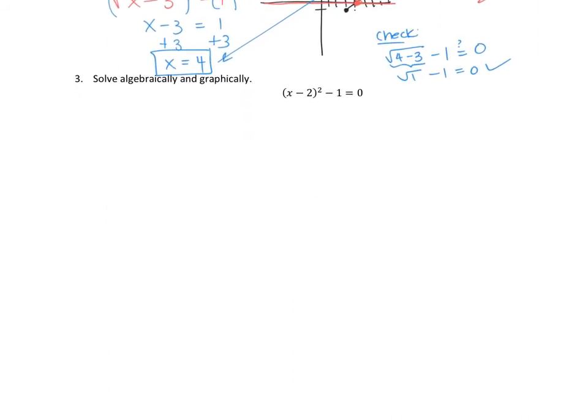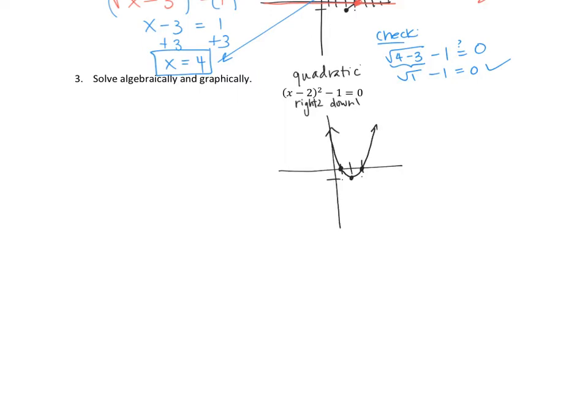Again, solve algebraically and graphically. I like looking at the graph first just to give me an idea of if I have 1 solution, 2 solutions, or what, just to help me out. So looking at this, we have a quadratic equation, and it is a quadratic that's moved to the right 2 spaces and down 1. So right 2 spaces, down 1 puts us here, and it goes right 1, up 1, left 1, up 1. And so we have this quadratic.